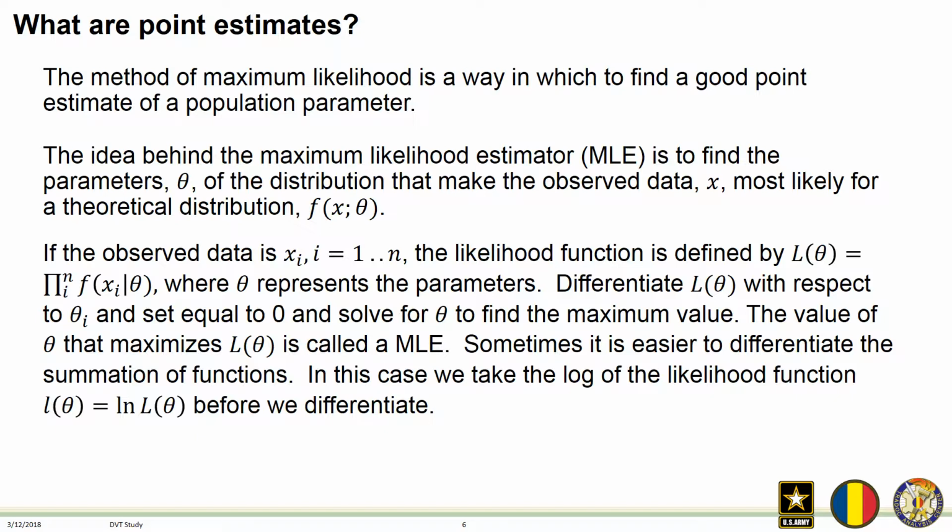The likelihood function is the product of the distribution at each observed data point and the population parameter theta. Of course, since we are looking for the most likely value, we're going to have to do some differentiation with respect to our unknown population parameter theta. Setting the derivative equal to 0 and solving will give us our maximum likelihood estimate. A lot of the time it's easier to differentiate a summation rather than a group of products, so in these cases we take the log of the likelihood function before we differentiate.